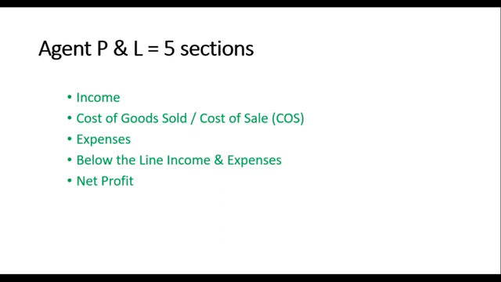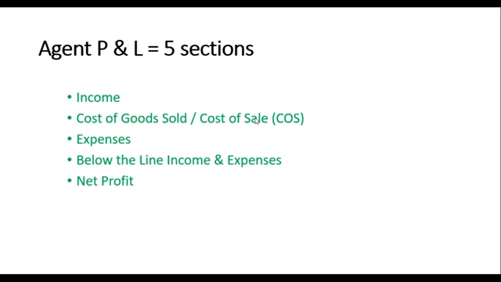So the agent profit and loss is what we're going to go over tonight. It's made up of 5 different sections. We've got the income, the cost of goods sold, sometimes referred to as cost of sale or COS. We've got expenses, what we call the below the line income expenses, and we also have net profit. So we're going to start first by talking about income. So we can go to the income slide.